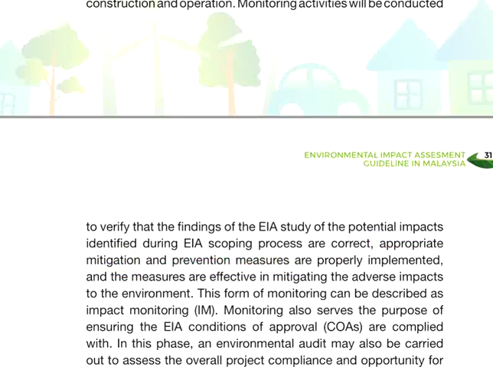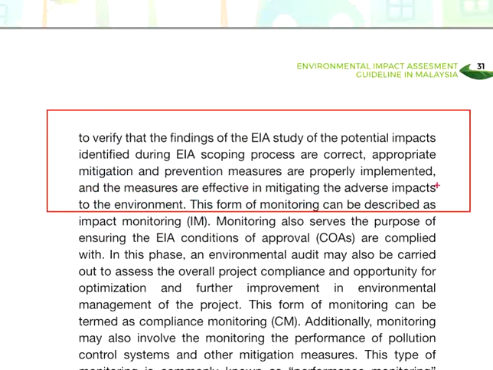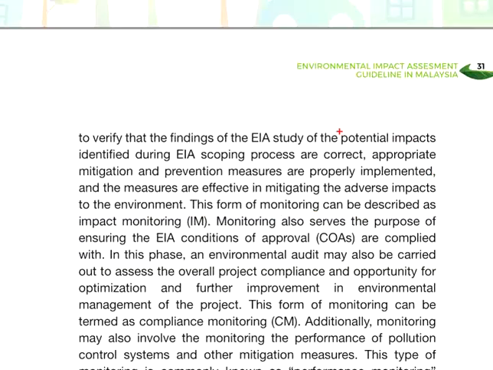measures are properly implemented. The monitoring activities also verify that the measures can effectively mitigate the adverse impacts to the environment. Now, this kind of monitoring is known as the impact monitoring, as the monitoring process focuses on the impacts, whether the potential impact identified is correct, whether the measures are properly implemented, and whether the measure can mitigate the adverse impacts.